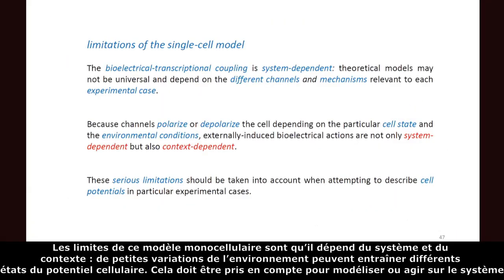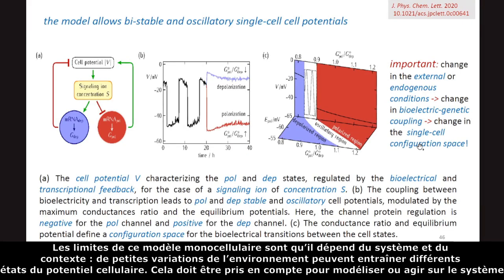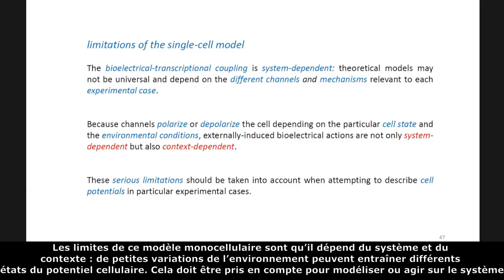The limitation of this single cell model is that it is not only system dependent. I mean, you should change your scheme according to your system. It is also highly context dependent, in the sense that small deviations, small changes in the environment, for instance, can lead to different cell potential states. So they should be taken into account when trying to model the system or to act externally on the system.